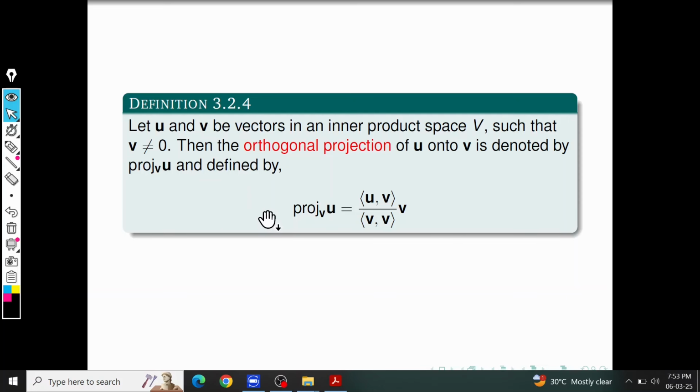Now how can we define the orthogonal projection on general inner product spaces? Let u and v be vectors in an inner product space V, that is, a specific inner product is defined on the space V, such that the vector v is not equal to 0. Then the orthogonal projection of u onto v is denoted by projection of u on v again, and it is defined by inner product (u, v) divided by inner product (v, v) times the vector v.